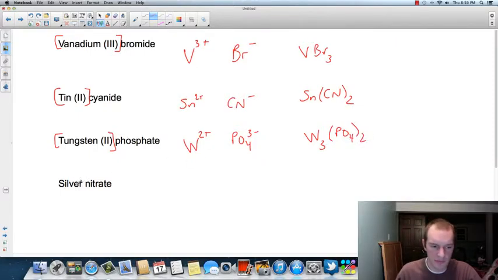I put silver nitrate in here because silver, remember, is a transition metal based on its location on the periodic table, but silver is always going to be +1, so it's going to be Ag+.